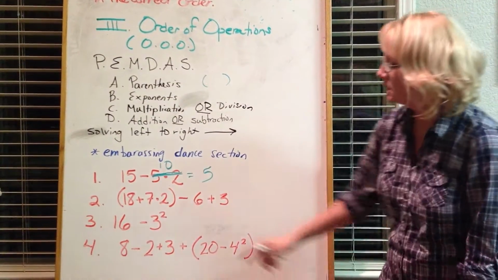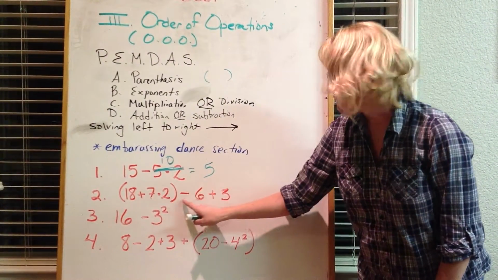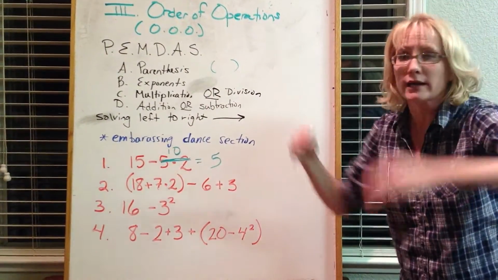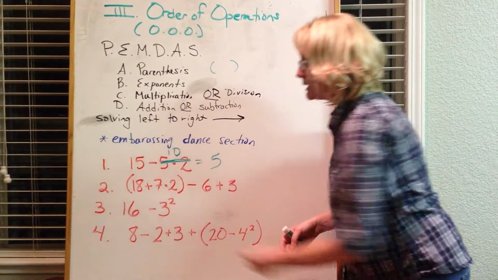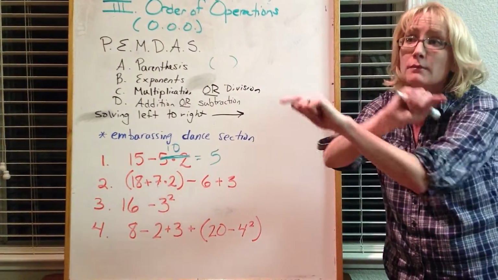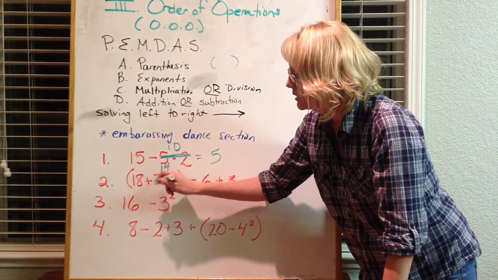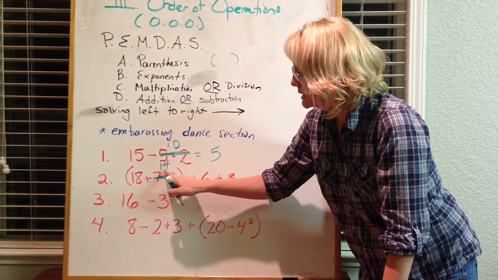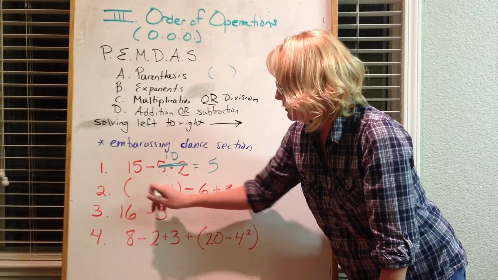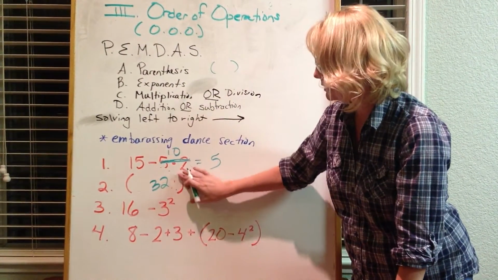Our next problem. Parentheses, 18 plus 7 times 2, close parentheses, minus 6 plus 3. Well, what do we do? First we do the parentheses. So we look inside our parentheses. Inside our parentheses, should we multiply or add? First we do the parentheses, exponent, multiply. 7 times 2 is 14. So now we do 18 plus 14, and we get 32. So this whole little area is gone. Is there anything else to do in the parentheses? No, so we get rid of it.